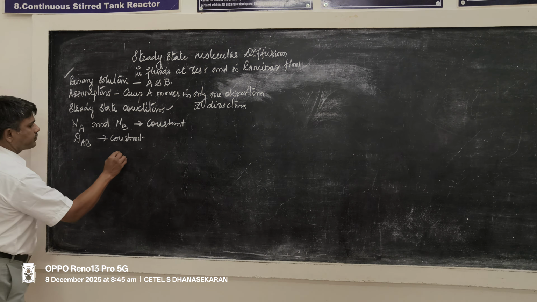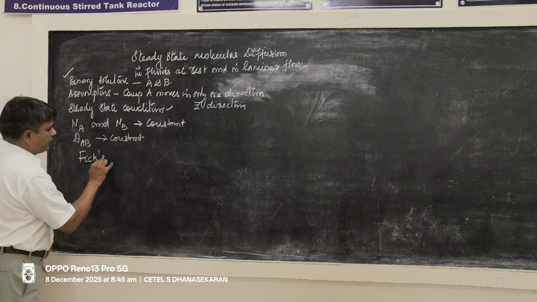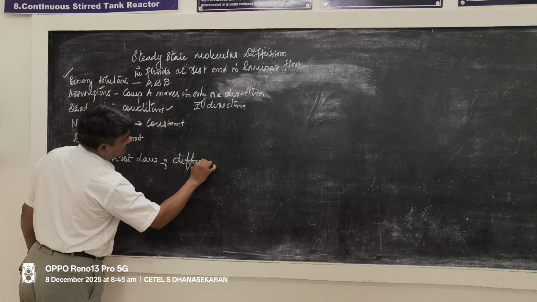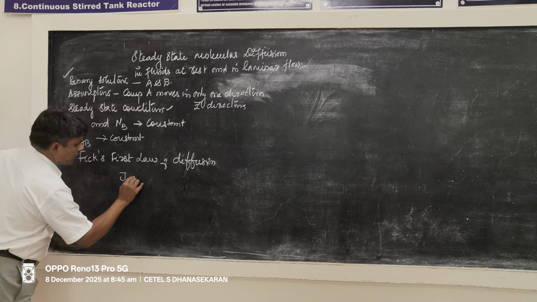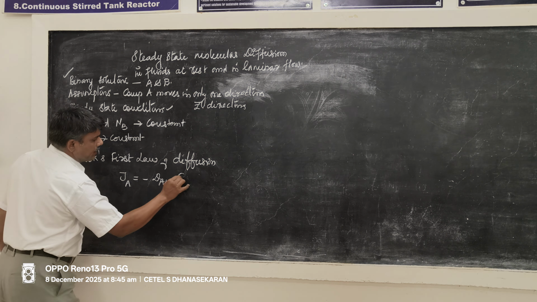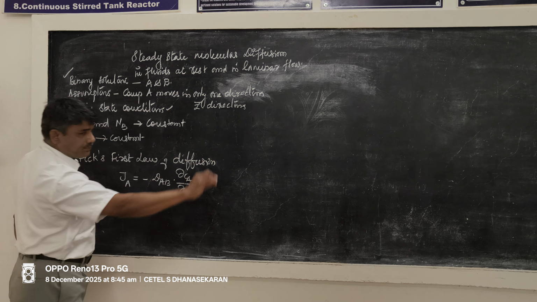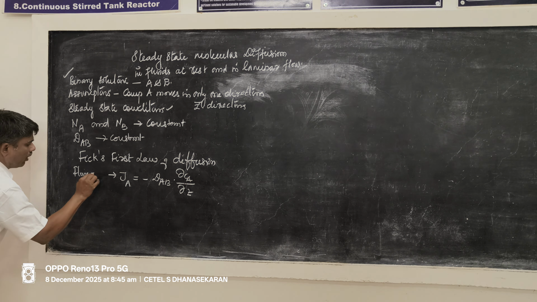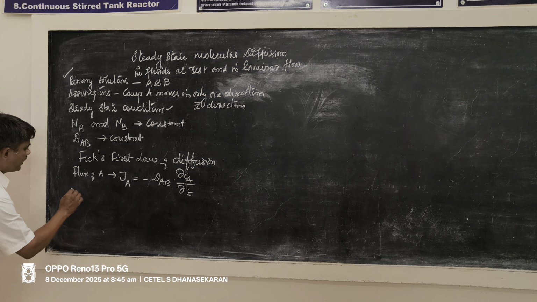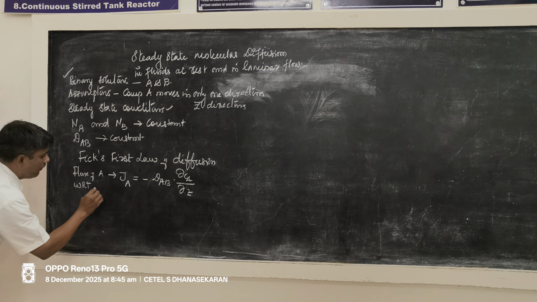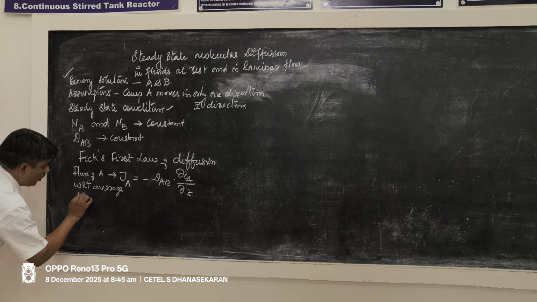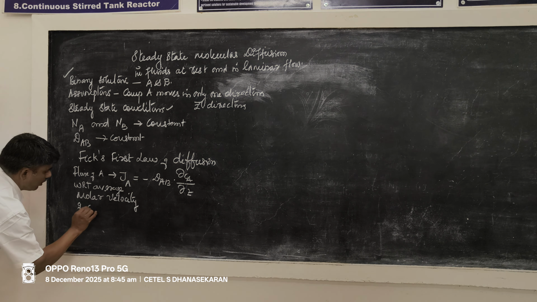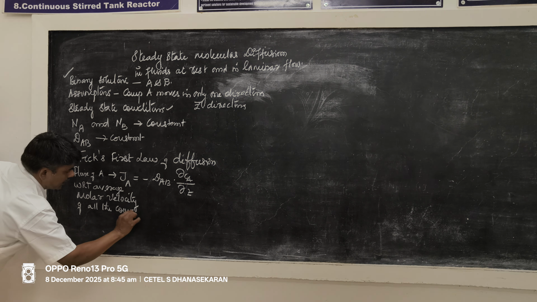Fick's first law of diffusion. That means JA is equal to minus DAB into dou CA divided by dou Z. JA means flux of component A with respect to average molar velocity of all the components in the solution.